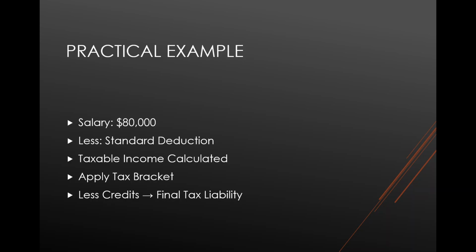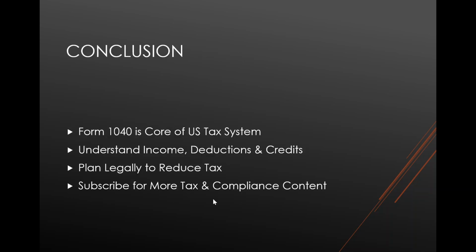So for example, if a person is getting a salary, which is also included in his form W2, of $80,000, then less the standard deduction, we will get the taxable income, and we will apply the tax bracket, then less credits, then we will go to the final tax liability. So friends, conclusion: form 1040 is the core of the US tax system.